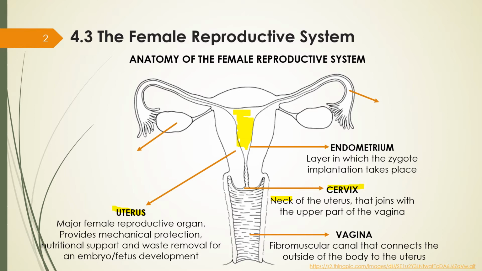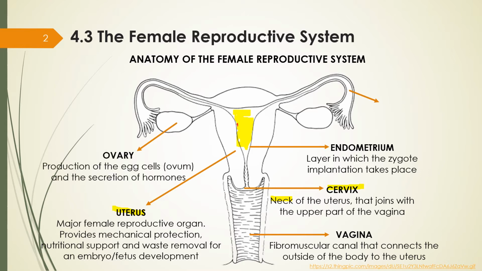Inside the uterus, we have the endometrium. It's a layer in which the zygote implantation takes place. Okay, so this is a layer where, not the outside, sorry, the inside of the uterus, where the zygote implants. So after fertilization, the zygote needs to fix somewhere. So it is going to attach somewhere here in the endometrium, in this layer. Okay.